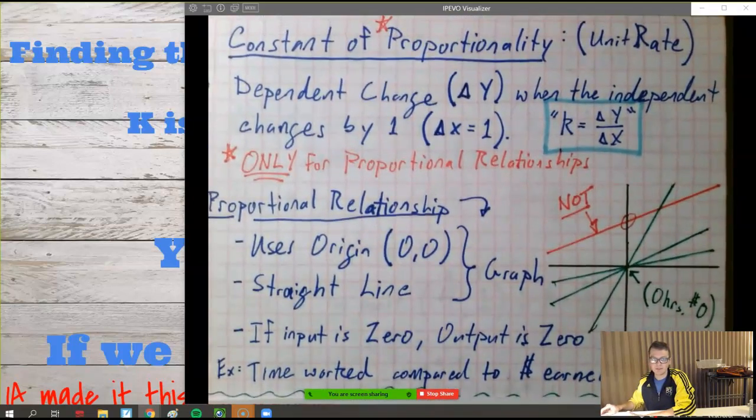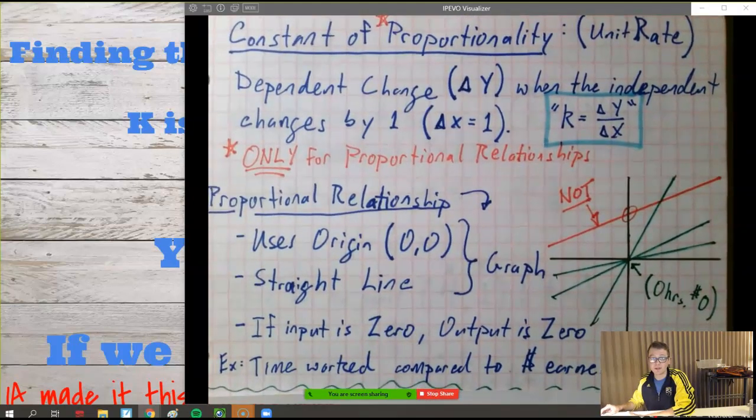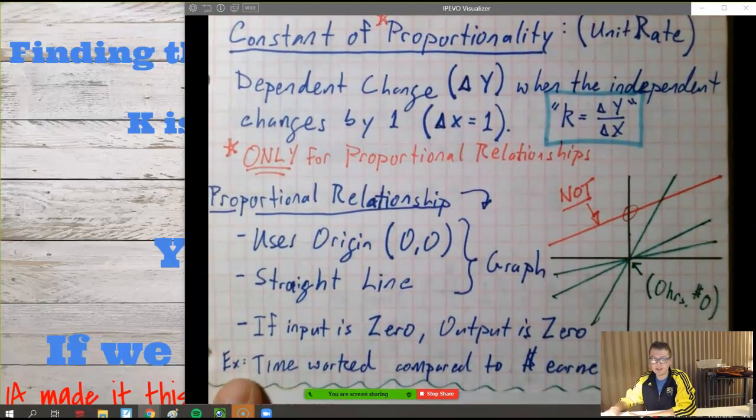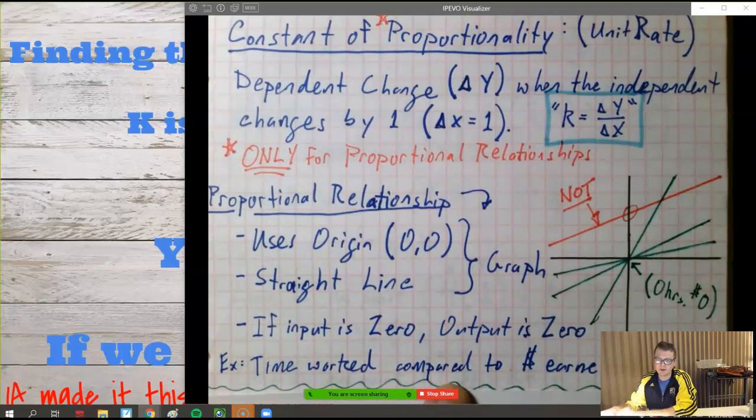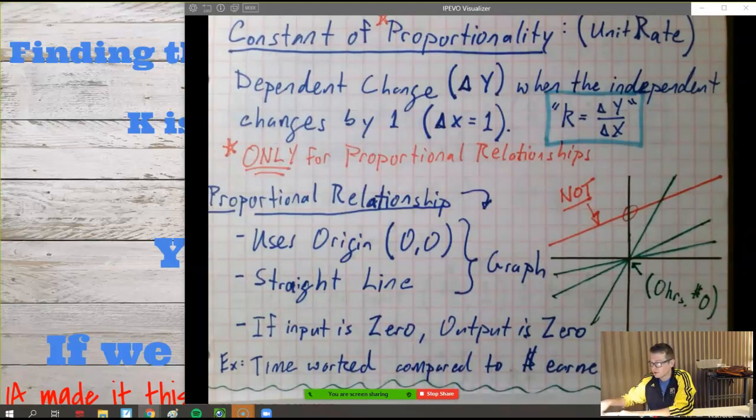Sorry, so the thing up top just says constant of proportionality. I'm not going to scooch it up very far. The last thing down here, the example, says to think about time worked compared to the money that you earn. If you show up and you're like, money please, and you didn't do any work, they're not going to give you any money. If you do some work, then they're going to owe you some money. So maybe like $10 an hour, or like $5 per bag of leaves.